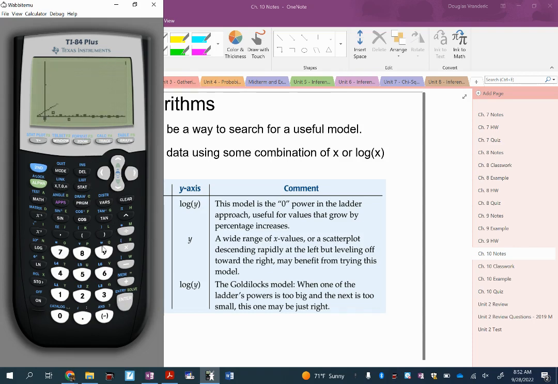Graph, zoom 9. Oh, I should have taken, hold on one second. Let me take out that equation so it's not getting in the way. So just kind of take a moment, put it away. All right, so graph, zoom 9.